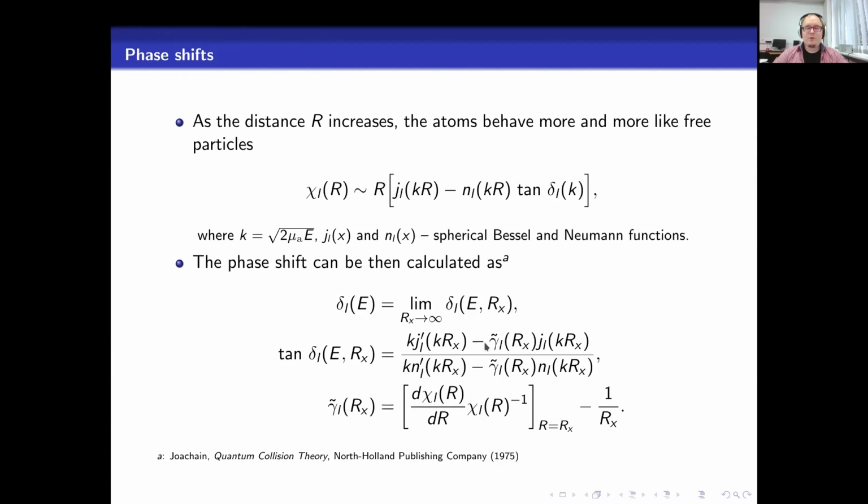So from this formula, we can calculate the apparent shift for any given distance, and for the infinite distance, it should approach the true value of the phase shift. As you can see here, we actually don't need the wave function to calculate the phase shift, but the logarithmic derivative of it. So we basically don't need the normalization of the wave function, which will be kind of useful.